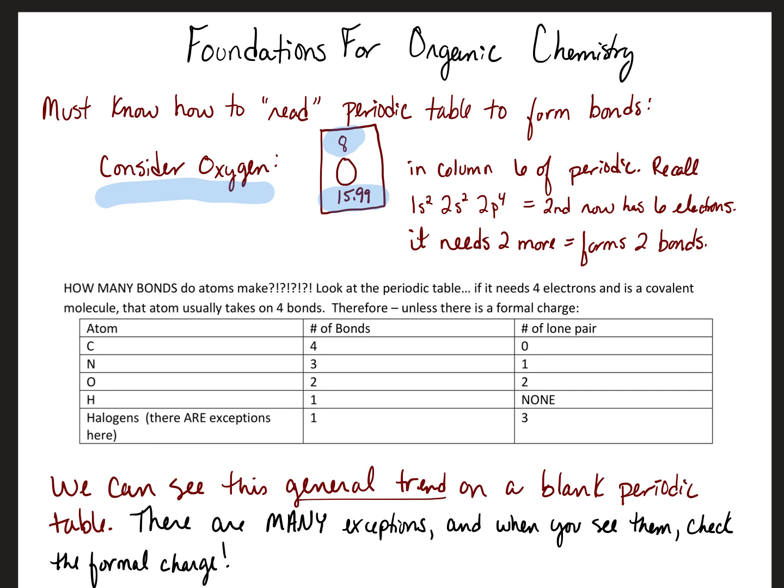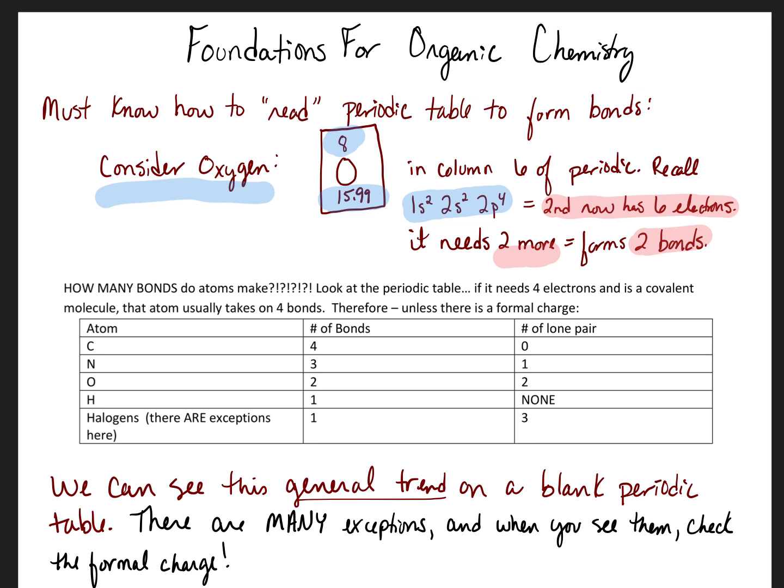Remember that to determine what this looks like as far as bonds, we have to remember how the electron configuration is formed. So that is a 1s2, 2s2, 2p4 arrangement. What that means is that the second row has 6 electrons. Remember, it wants 8. So since it wants 8, it needs 2 more, and that's what leads oxygen to form 2 bonds, okay? And so you can look at that from a perspective of many other things as well.